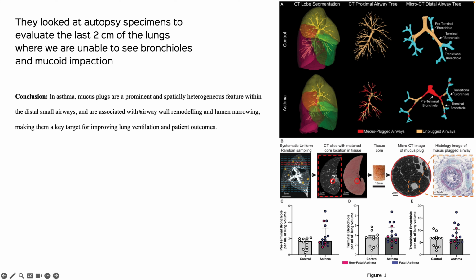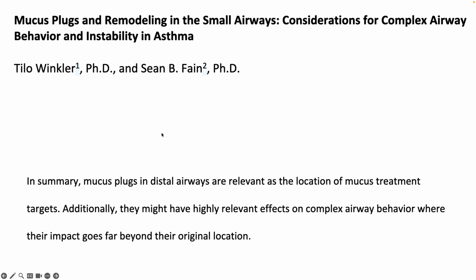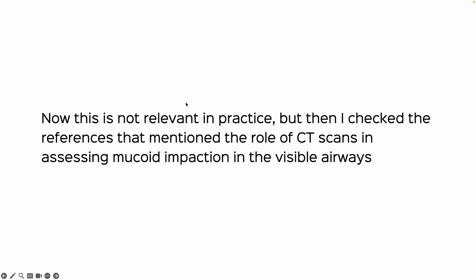They concluded that mucus plugs are a prominent and spatially heterogeneous feature, and they're associated with all kinds of issues. Then there's an editorial which was even more gaga about the article. They said that these are relevant as the location of a mucus treatment target. So chances are, we're just elucidating pathophysiology in asthma. But then the question I had was, if they are looking at the last 2 centimeters, then what about the visible airways? What is the literature on that?